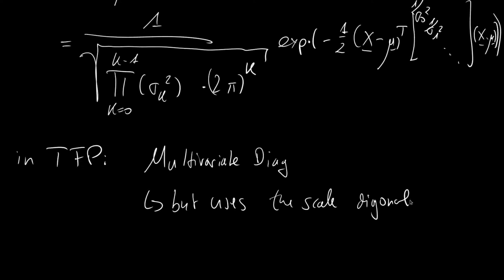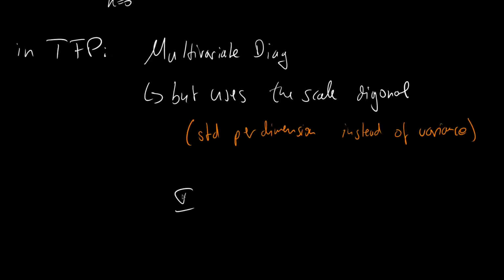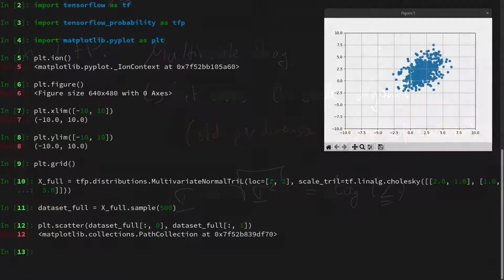Or in other words, it is using a standard deviation per dimension. So a standard deviation per dimension instead of the variance. And of course, we can easily calculate this by saying that the standard deviation vector is just a component-wise square root of the variance vector. Or we can also just call it the diagonal elements of our Cholesky factor, or the square root of our covariance matrix.